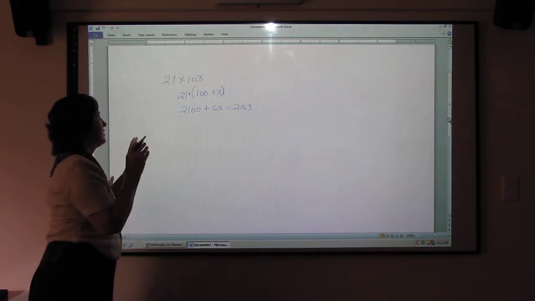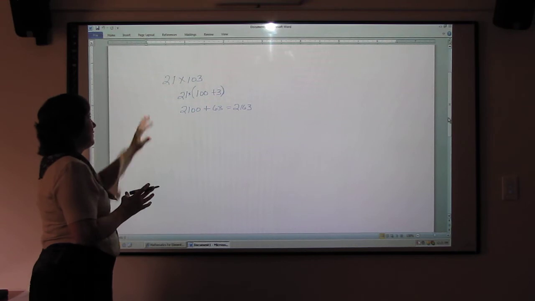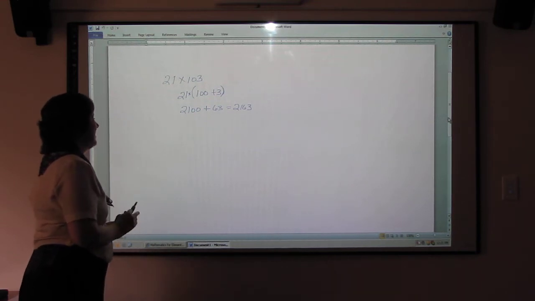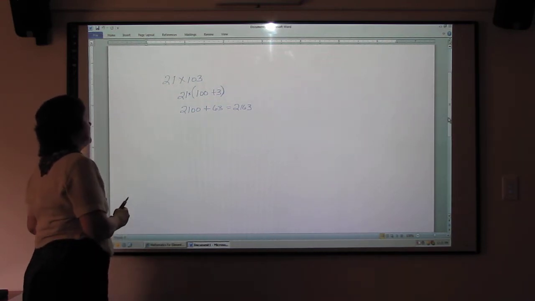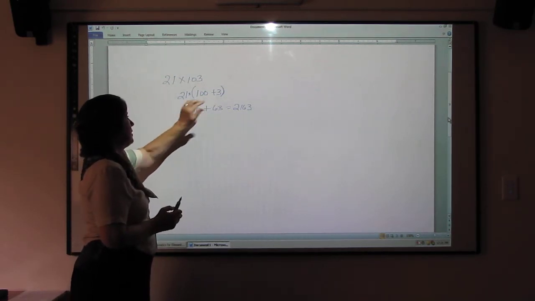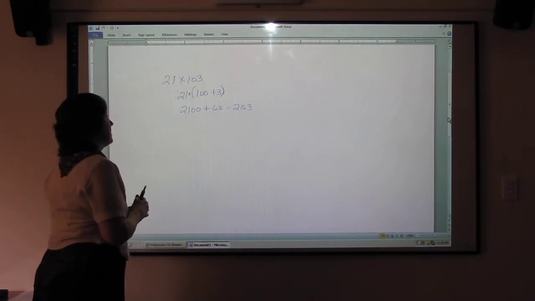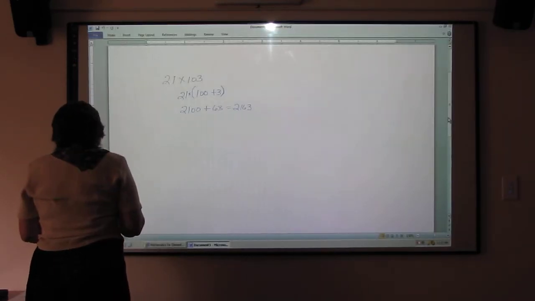Very easy to do that mentally. It wouldn't be quite as easy to keep all the carrying and regrouping and lining up numbers if you actually tried to do it out in your head. Okay? So again, my principle is to look for a way to take a number apart in order to have one of them end with zeros. Makes it easy to work with.